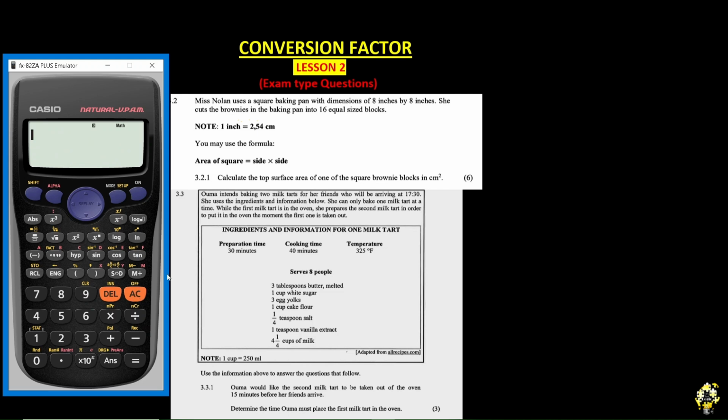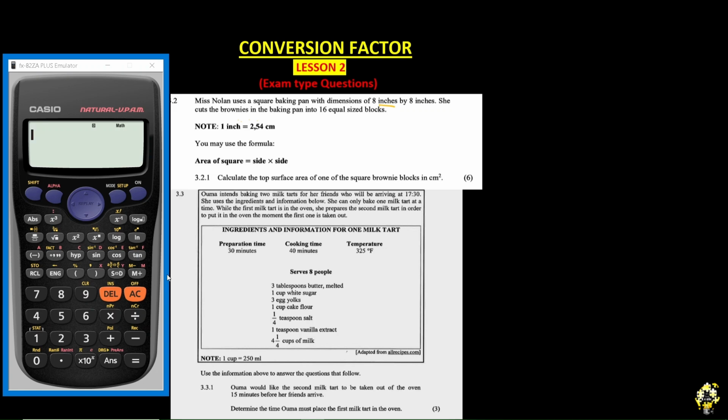So now we have questions that are extracted from past question papers. The first one says Miss Nolan uses a square baking pan with dimensions of 8 inches by 8 inches. By now you already understand that inches are an imperial measurement system. So she cuts the brownies in the baking pan into 16 equal sized blocks.